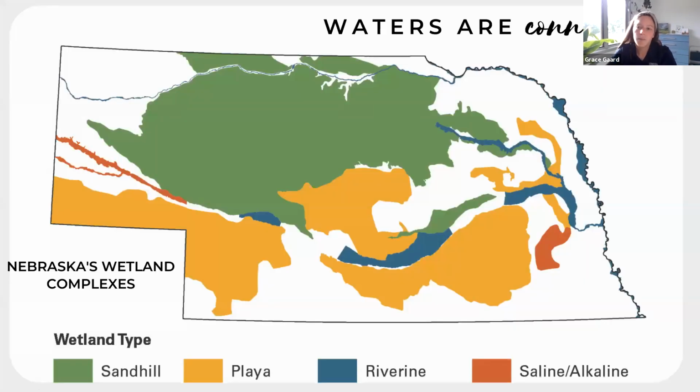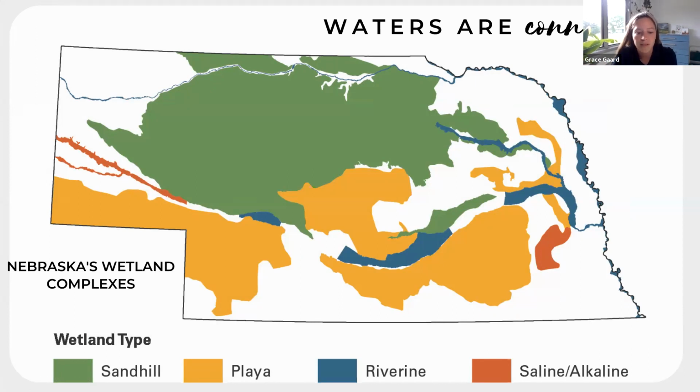So when we're talking about wetlands in Nebraska, it's important to know that there are different types of wetlands or different ways that we categorize them. So this is going to look like this map that I have on the screen right now. We call them Nebraska's wetland complexes. And this is a really basic map, but it gives you a good idea of what I mean.